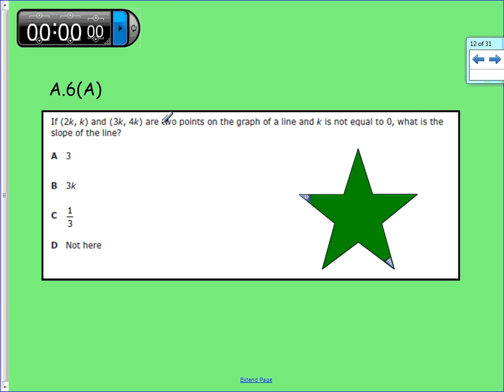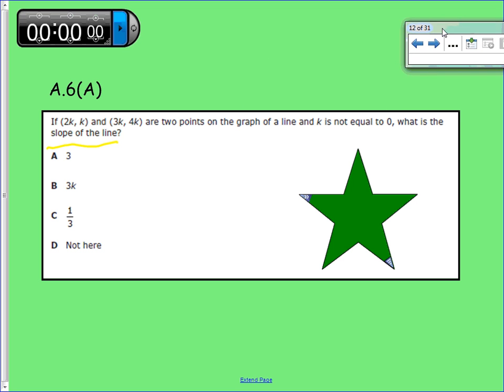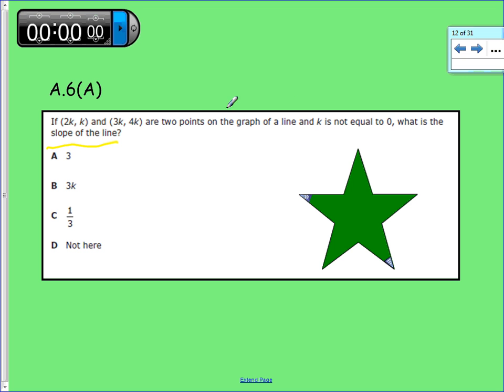Please watch these videos. This was a released test question from last year. So it's incorporating a couple different objectives here. We're incorporating a generalization algebraically. We're going to generalize this, and we're also going to use the slope formula. It's asking for the slope of the line. If (2k, k) and (3k, 4k) are 2 points on the graph, what is the slope of the line?